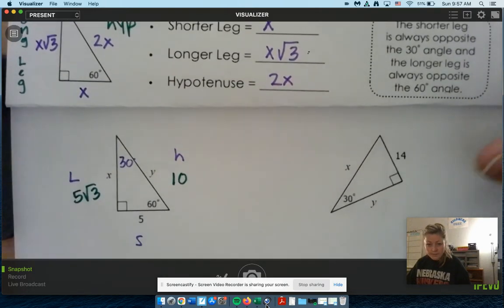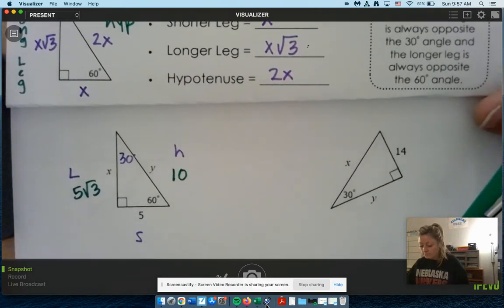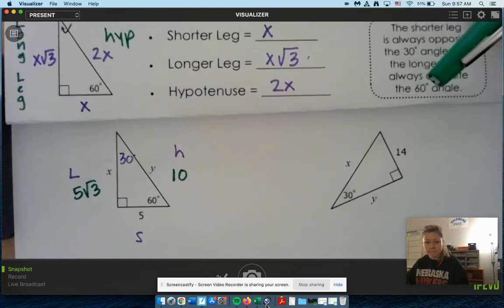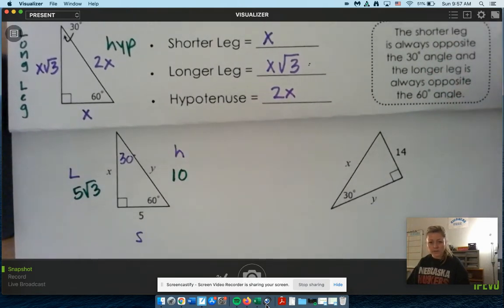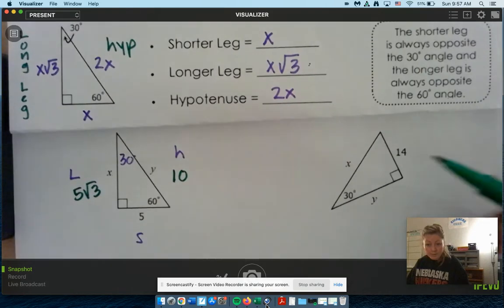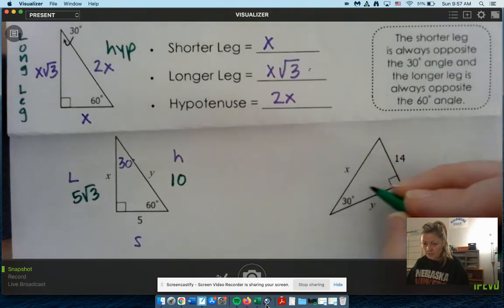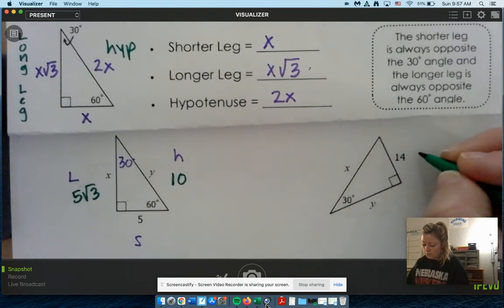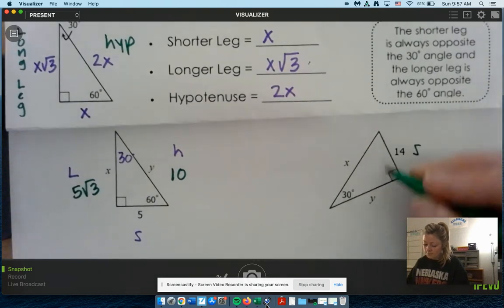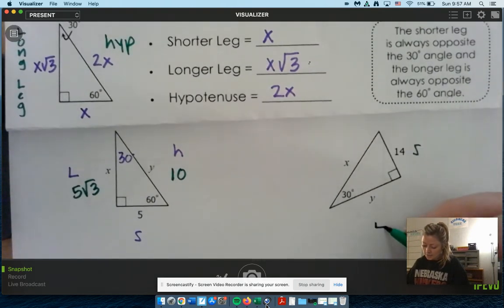Let's try a very similar example, but this time they just rotated it to try to trick you, but you guys are smarter than that. So again, label your sides. It will make your life easier. So 14 is across from our 30, so it's our short. Y is our long leg. And X is our hypotenuse.